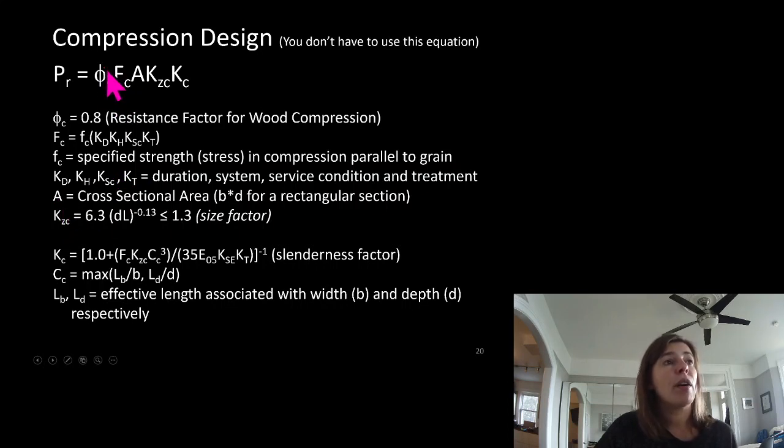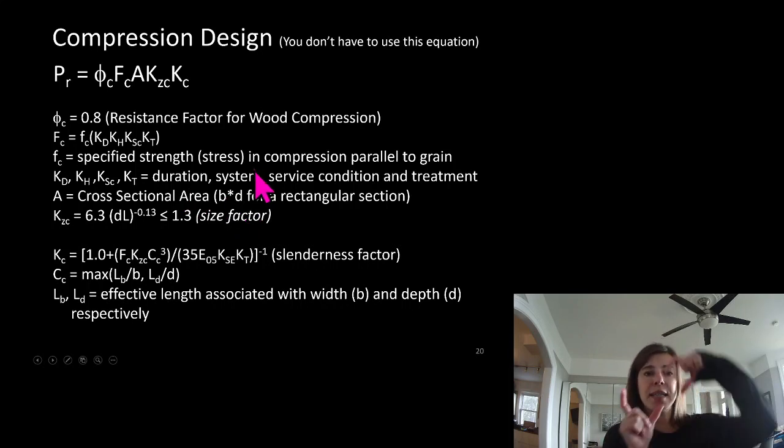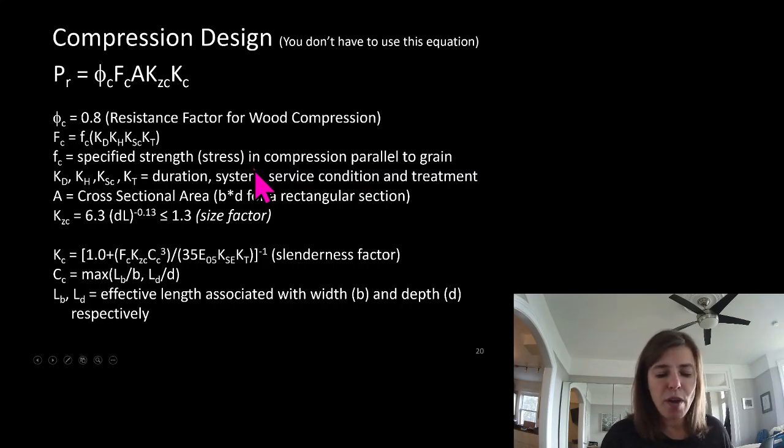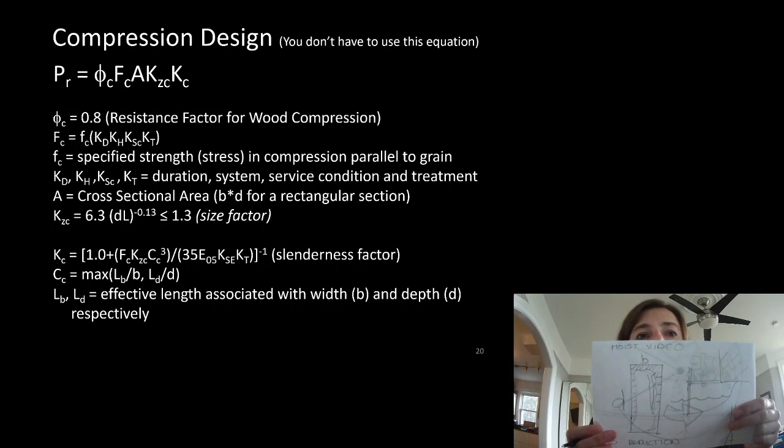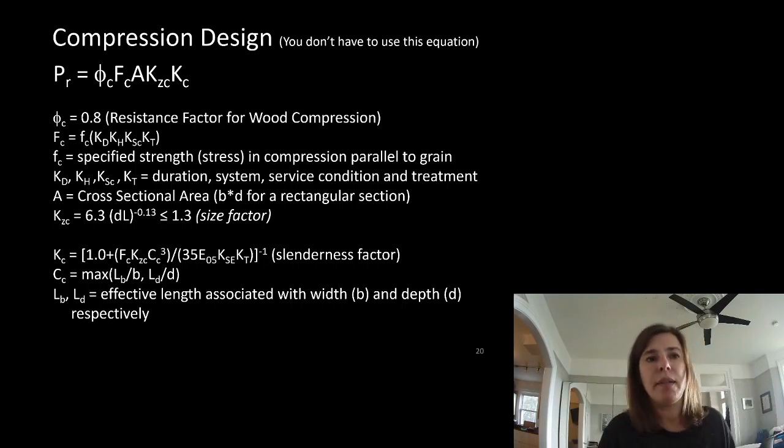A, so that's our reduction factor. That's our strength with our factors applied. A is our cross-sectional area. So B times D for a rectangular section. That's nice and easy. We've got a rectangle, we've got B, and we've got D. Remember, B is what we call width, D is what we call depth.